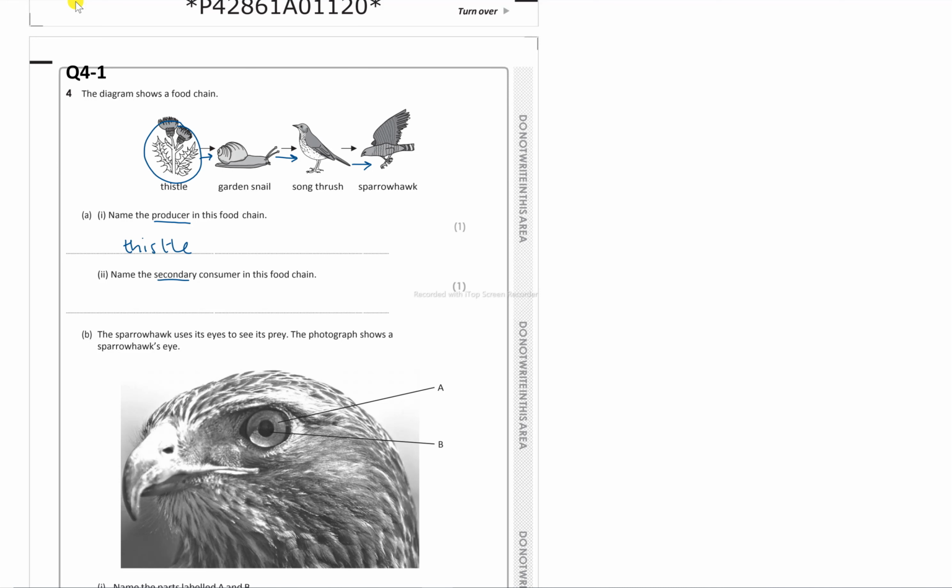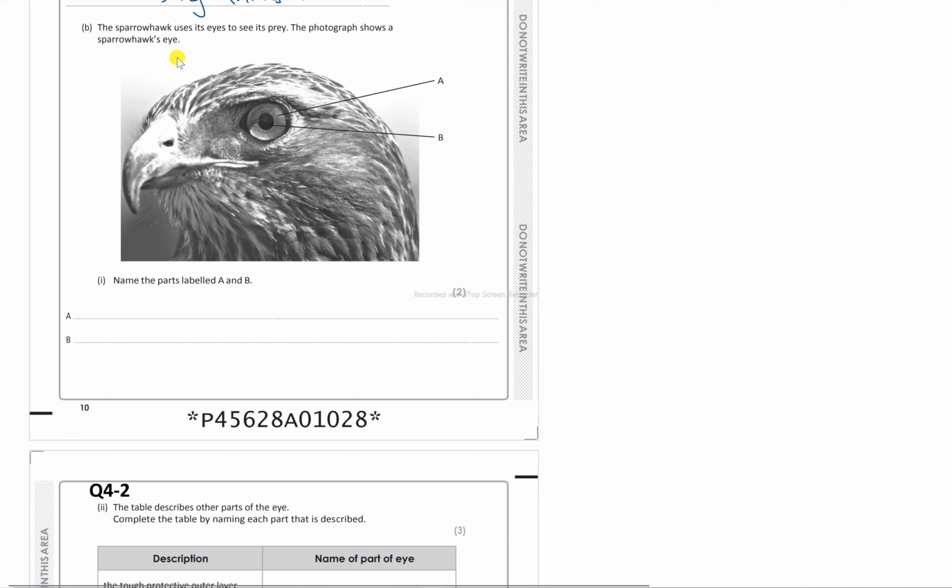Right, they've asked for the secondary, the second consumer, somebody that uses or eats or consumes something. Yeah, this here is the primary consumer. This here is the secondary consumer, and this here is the tertiary consumer. So the secondary consumer is the song thrush.